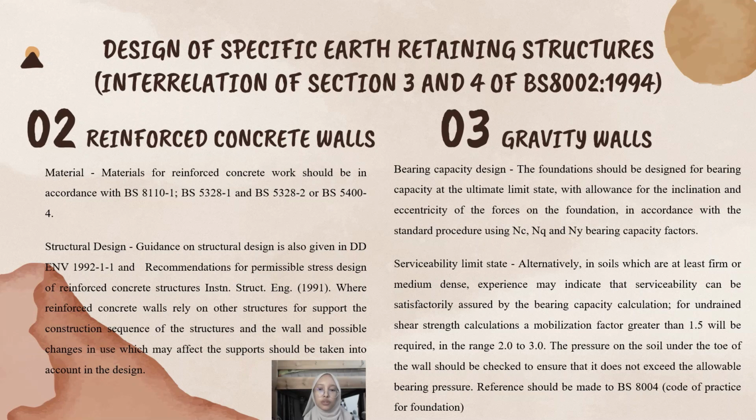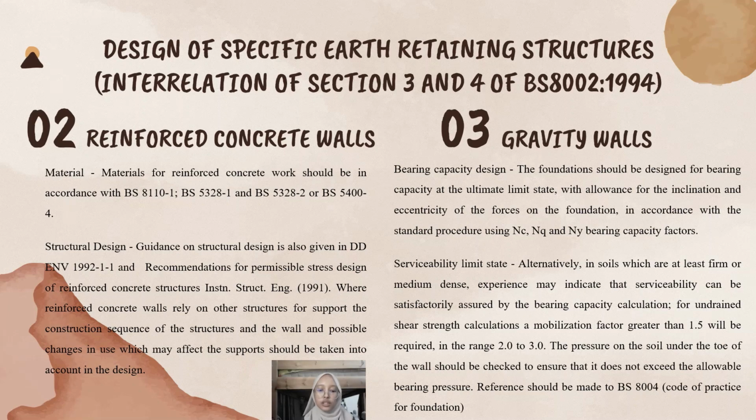Next, let's move on to the third retaining structure, which is gravity walls. In terms of bearing capacity design, the foundation should be designed for bearing capacity at the ultimate limit state with allowance for the inclination and eccentricity of the forces on the foundation, in accordance with the standard procedure using Nc, Nq, and Nγ bearing capacity factors.